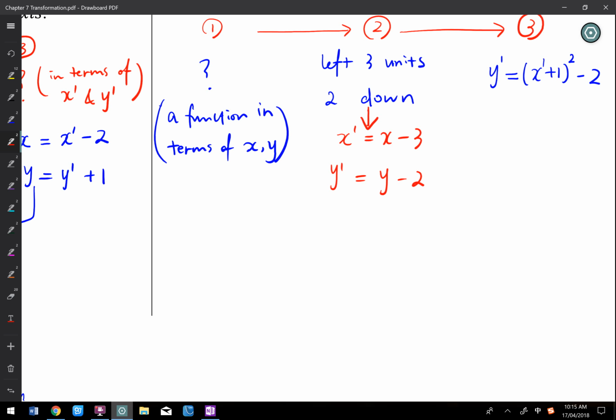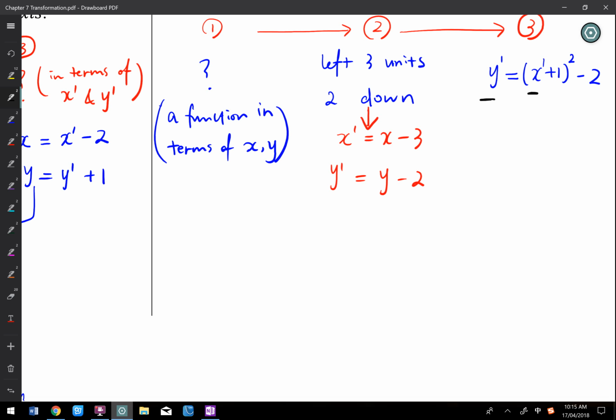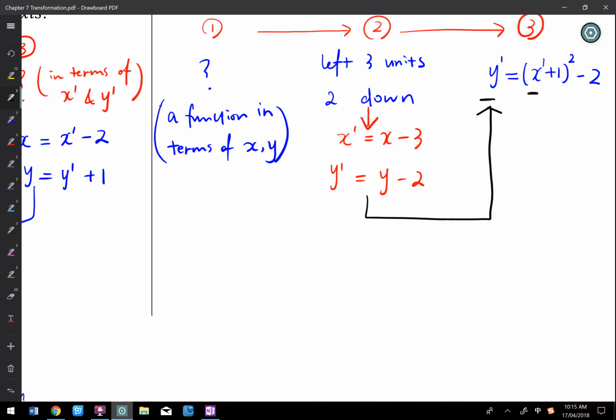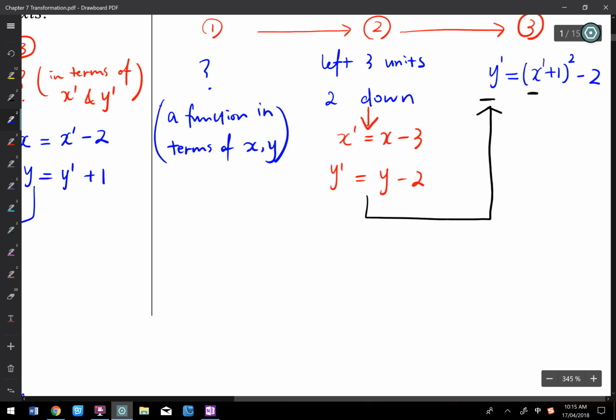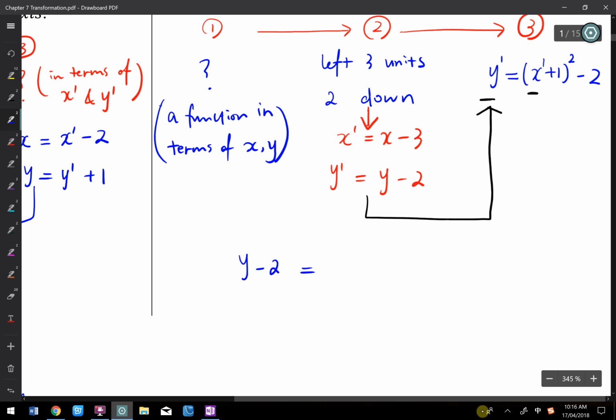Okay, last time I wanted to replace y by y dash and x by x dash. But this time I need to replace y dash and x dash by xy. I want xy, so I need to replace that by xy. But can you see, that's just good. I can just do replacement. Y dash is y minus 2. So I don't need to rearrange the equation now. I can just sub. So y minus 2 will be the same as x minus 3 squared, and then plus 1, and minus 2.